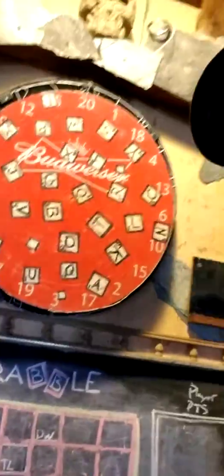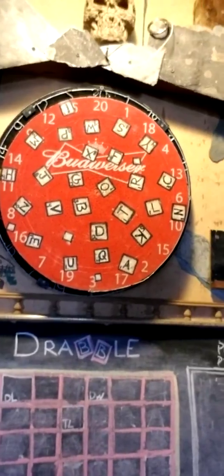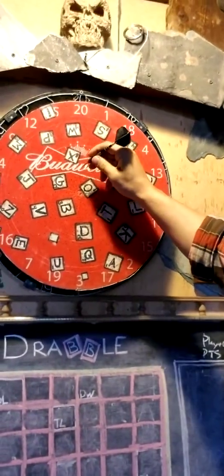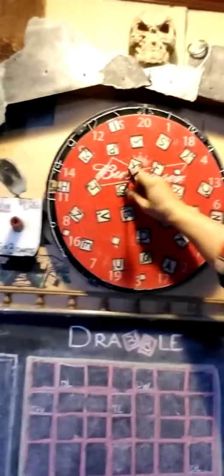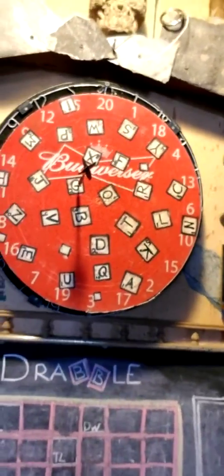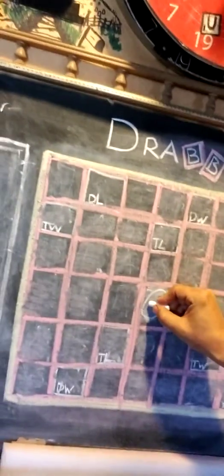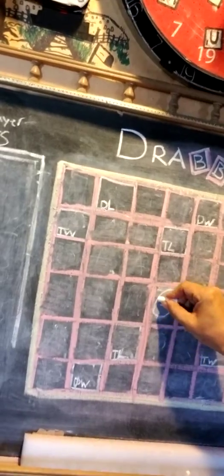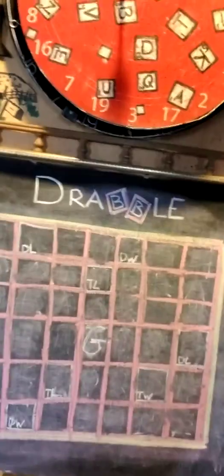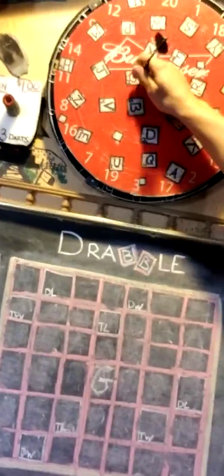At the beginning of the game, the first person throws for any square on the board. So, for example, we'll throw, and the person hits a G. Now, that person comes up and they write the G in the middle of the board, like that. Now that starts the game out.